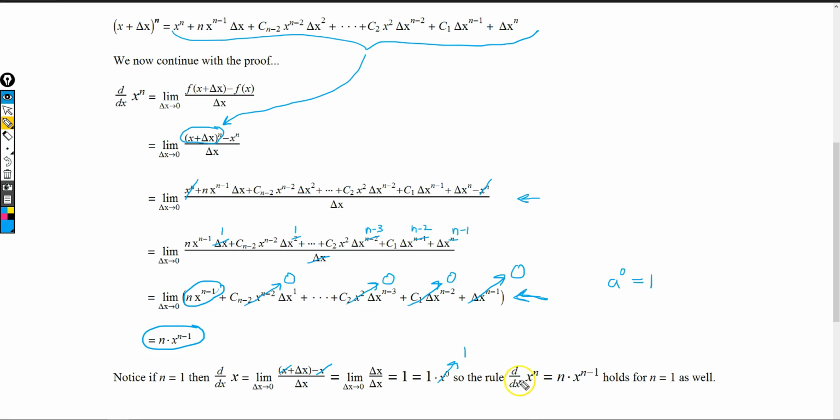And so we see that the rule holds in the case when n is 1. So the derivative of x to the 1 is 1 times x to the 0, which is just 1. All right, so it holds for n equaling 1 as well. So that's a special case to remember. d dx of x is just 1. All right. And that proves the power rule for the case of n being a positive integer. Now we'll have to look at the other cases later as we have more results available to us.